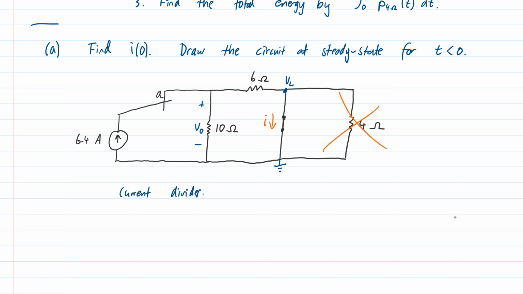Because there are only two branches, the 10 ohm and the 6 ohm, we can use the shortcut form of the current divider. Our current here, and we're solving for I of naught, the initial current, is our input current multiplied by the other resistor divided by the total resistance. Let me calculate: 64 divided by 16 is 4 amps. That is the initial current.